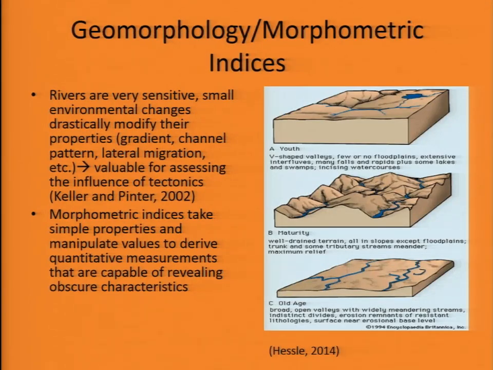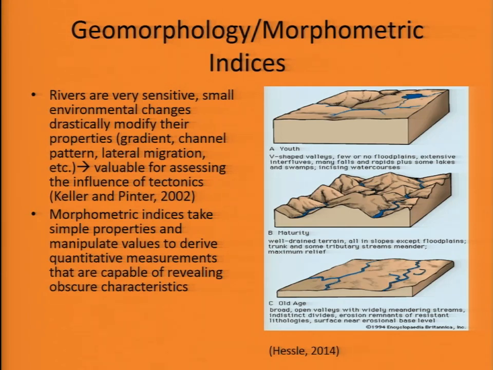So here's a little bit better of a description of morphometric indices. What we do is we use rivers as an indicator for the change in shape of the landscape over time. Rivers are very sensitive to any changes in their environment, and they can drastically modify their properties, whether that's the gradient, channel patterns, or any migration of a river through a watershed. And because they're so sensitive to any change in their environment, they can be very valuable for assessing the influence that tectonics places on the landscape.